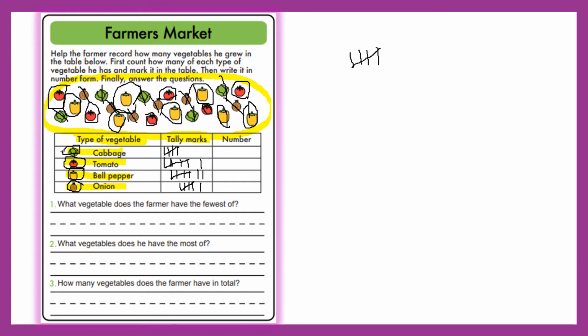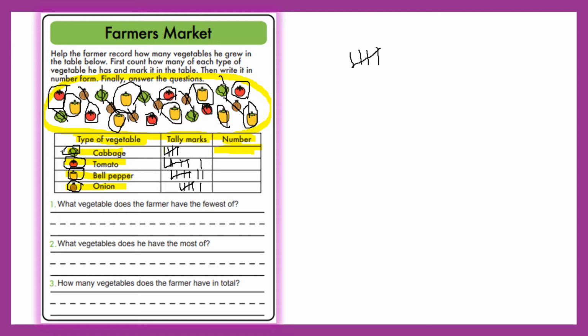All right, so now we need to come over here to our end row, all the way over here to the right where it says number. Okay, and we're going to fill in the number. How many pieces of cabbage did he have? How many pieces of cabbage did the farmer have? How many tally marks did you have there?